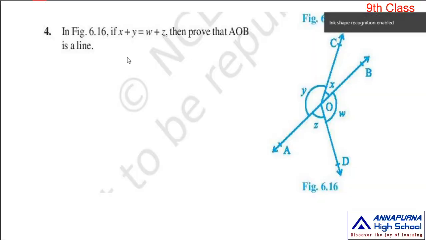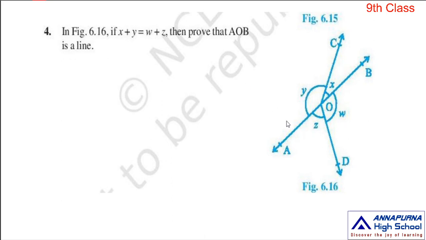In the last video, we completed the first three problems in the exercise. Now, in this video, we are going to learn about the remaining problems. Now, let us start the fourth problem. In figure 6.16, if x plus y is equal to w plus z, then prove that AOB is a line.